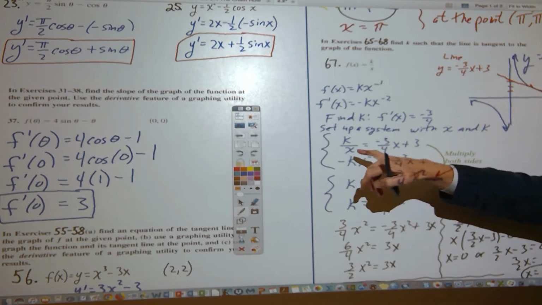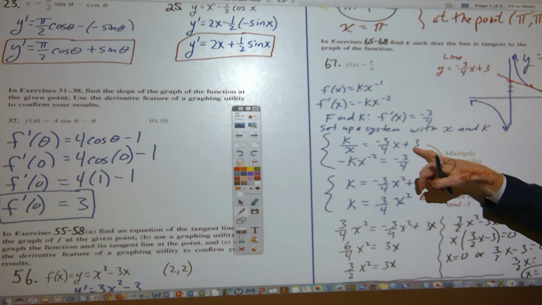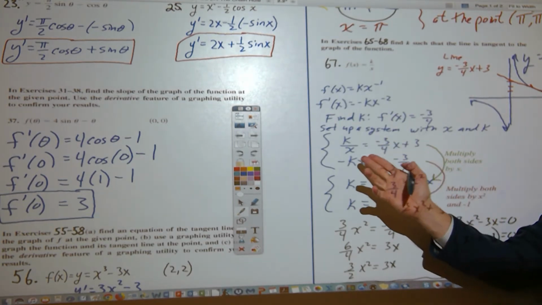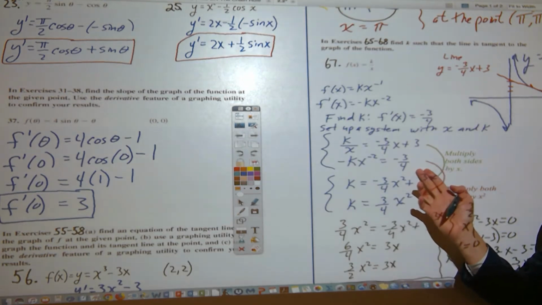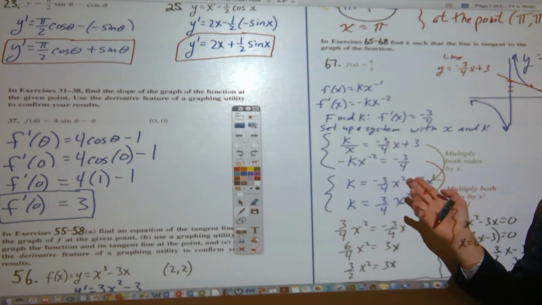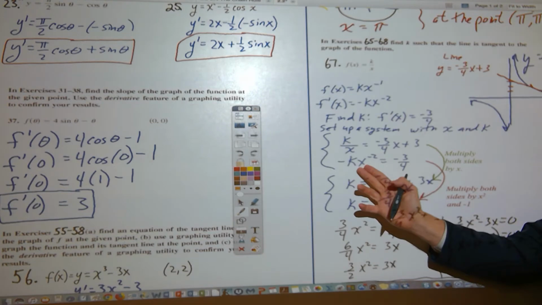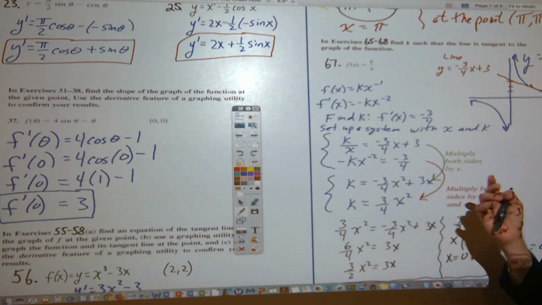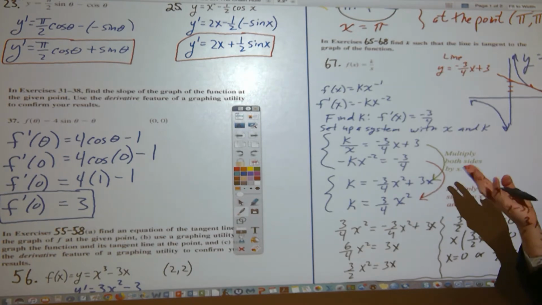I'm basically setting the blue graph equal to the red graph. That has to be true. They have to be equal to each other. But one other thing has to be true is their derivatives have to equal each other. So in my second equation in the system, I set the derivative of the hyperbola equals the derivative of the line. So why am I doing this?